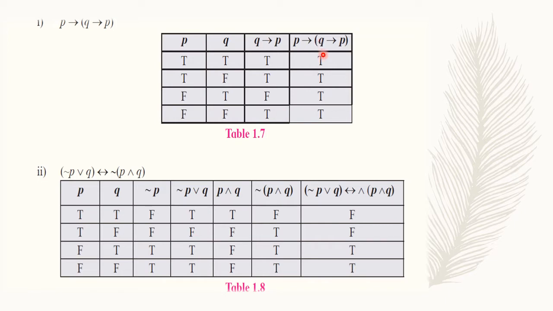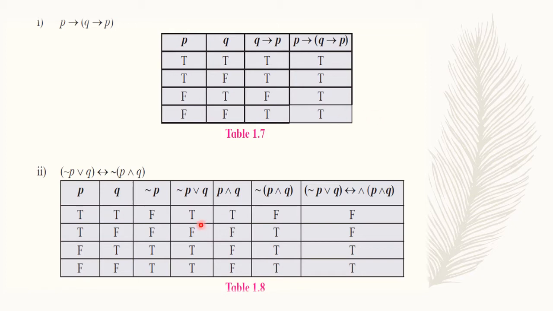Okay, now let's check p → (q → p). That means T → T is T, T → T is again T, F → F is again T, and F → T is again T. So in all four possible cases, this statement pattern is true. This is how we derive the truth table of a statement pattern. And if you observe one more thing here, all values have the truth value T. That means this is an example of a tautology. This particular statement pattern is a tautology because in all cases its truth value is T.